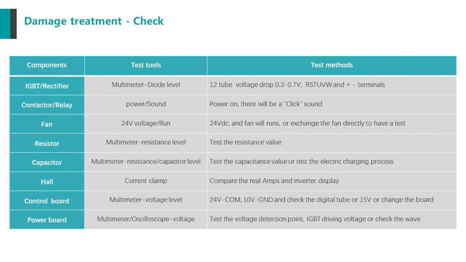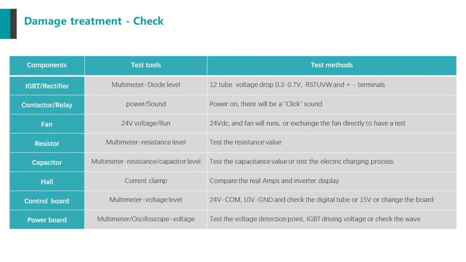For the contactor, you just need a relay. They are in the pre-charge circuit, so you just need to listen if there is any click sound when you give power. You could know if the contactor works normally. If you find the contactor is click and off, then you know this contactor or contactor supply voltage has some problem. For the fan, you could use a 24 volt or 220 volt power, or you could just exchange the fan wire to test it.